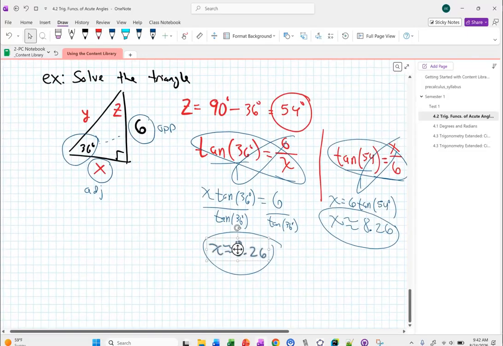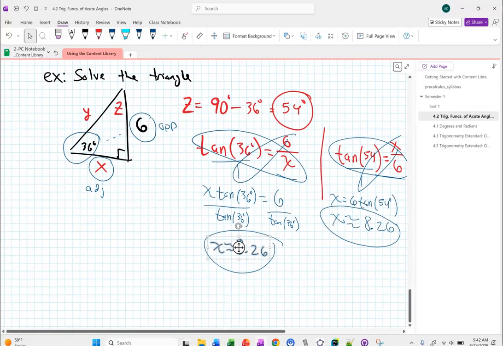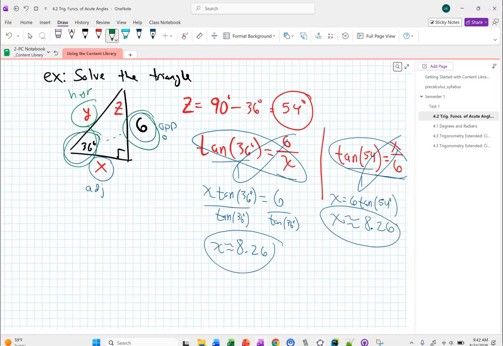Okay. So let's grab a different color here. Again, I'm just going to use the 36. The 6 is the opposite, and then the y is the hypotenuse. So we've got opposite and hypotenuse. Sine! Yeah, so I'll say sine 36 equals opposite over hypotenuse.